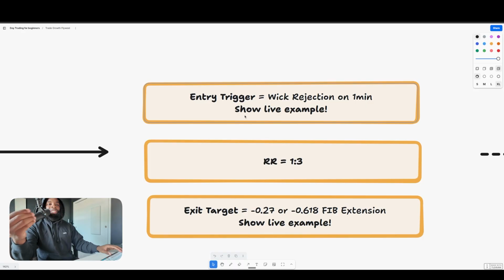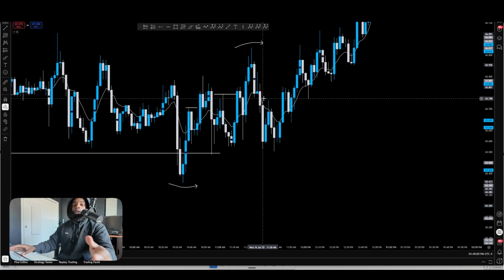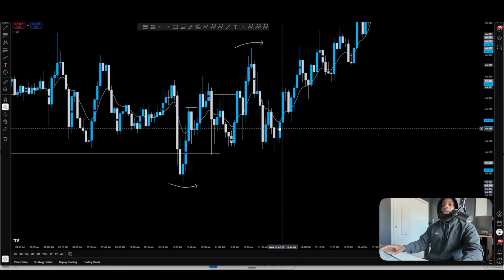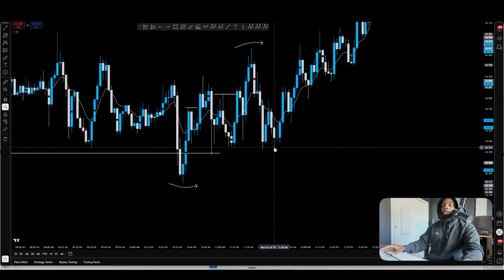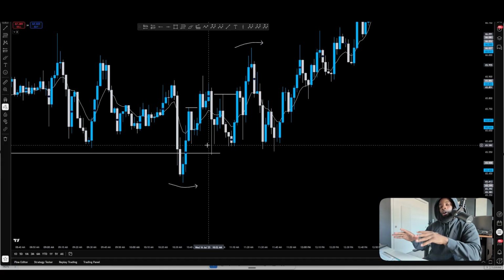You want to look for wick rejections on a 1 minute time frame, and I'm going to show you guys a quick example. Going on this 1 minute time frame, you will see that we're getting wicks. Remember, wicks are always going to be your best friend when it comes to price and volume, because this is a true indication of if the buyers are strong, then you buy it. If the sellers are strong, then you sell it.